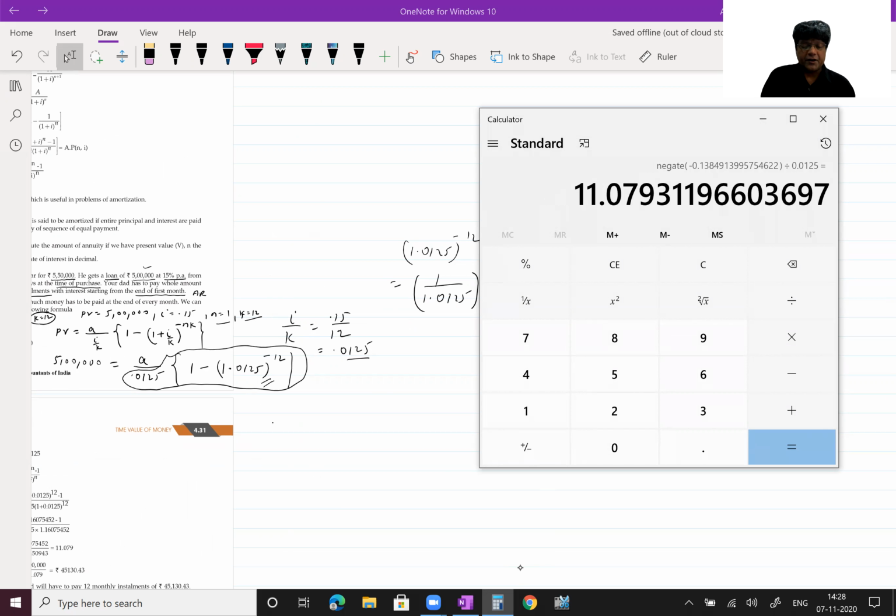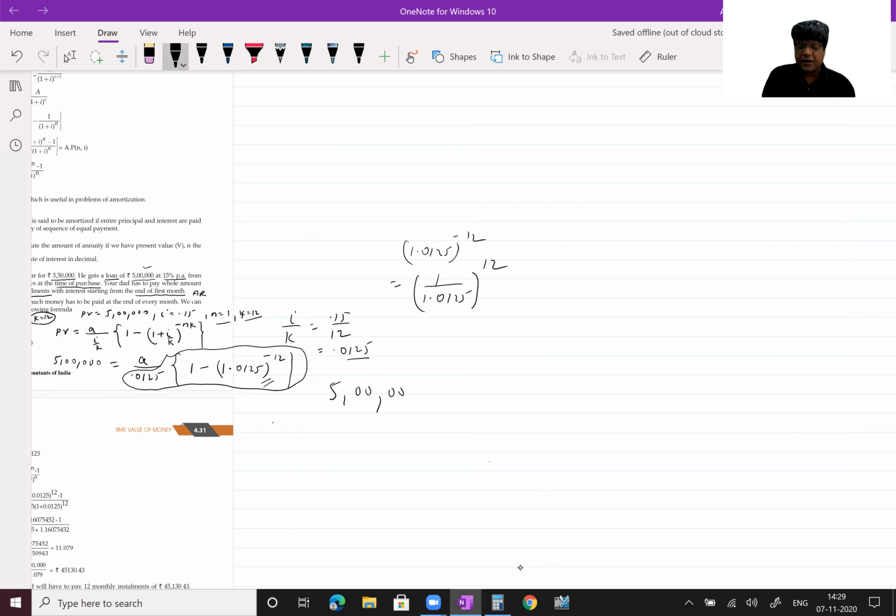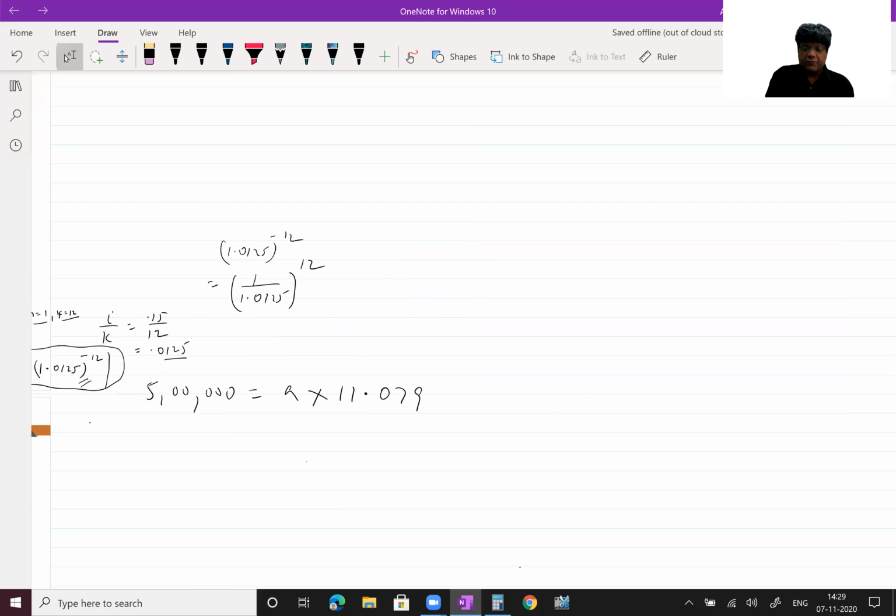So 11.079 means 5 lakh is equal to A into 11.079. So by calculator, this A will be equal to what? 5 lakh divided by 11.079.